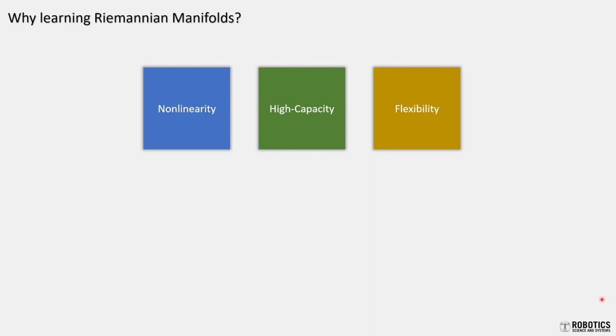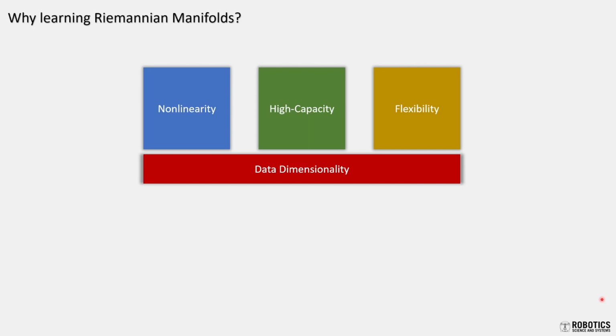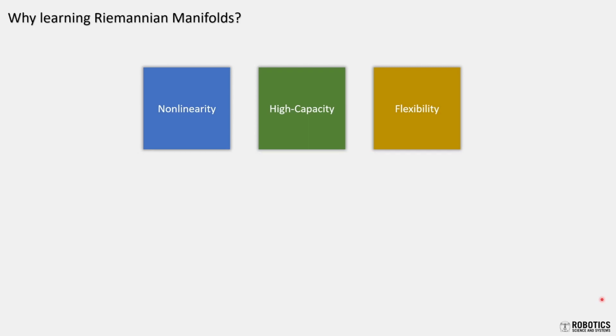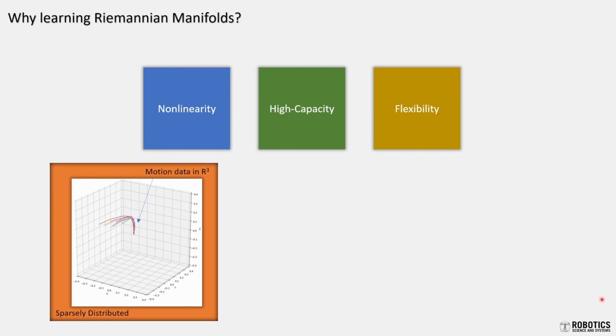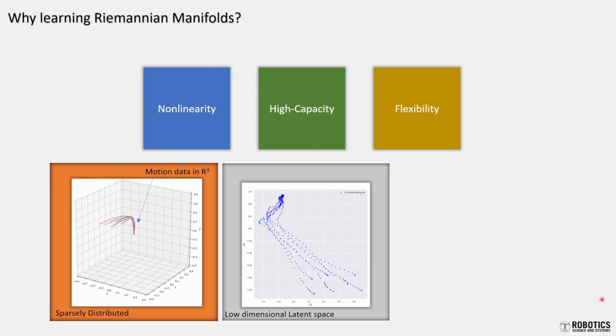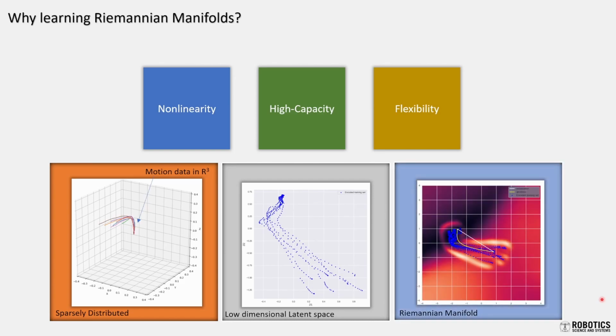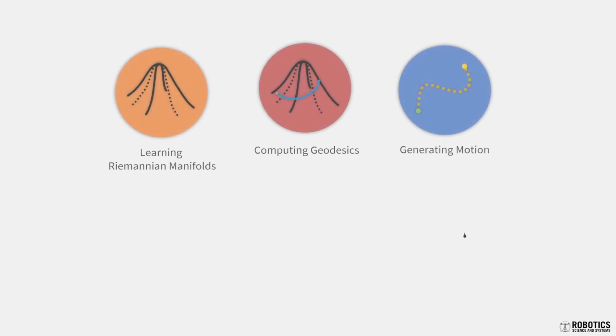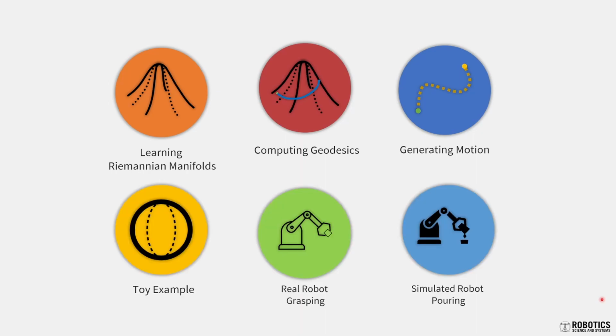But of course, there are problems like the curse of dimensionality, and to deal with this problem, we have to make some assumptions. First, the data is sparsely distributed in the ambient space. The data lies on a manifold in a lower dimensional latent space, and this manifold is actually a Riemannian manifold. We explain the method in three different steps: learning the Riemannian manifold, computing geodesics, and generating motion. Each is shown in three different experiments: a toy example, a real robot grasping scenario, and a simulated robot pouring scenario.